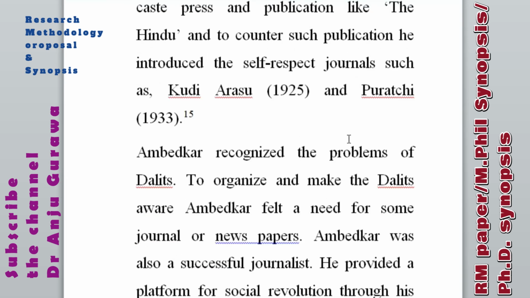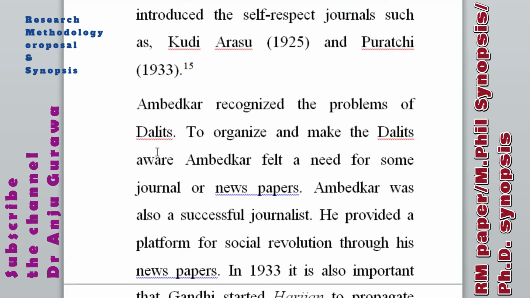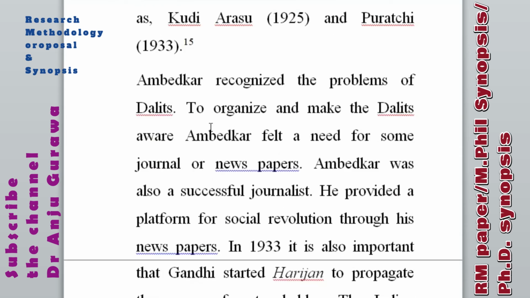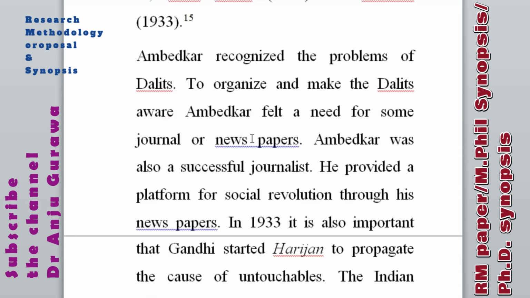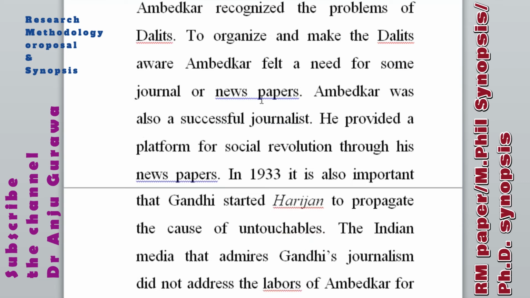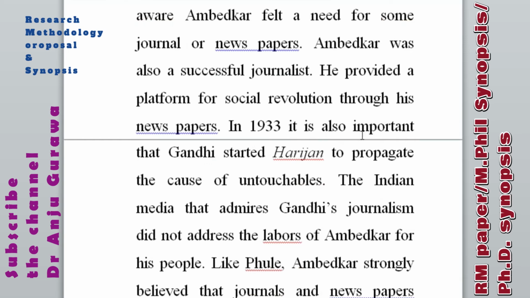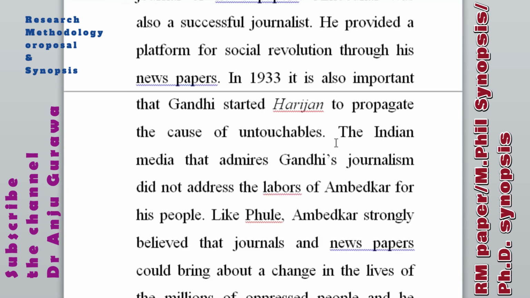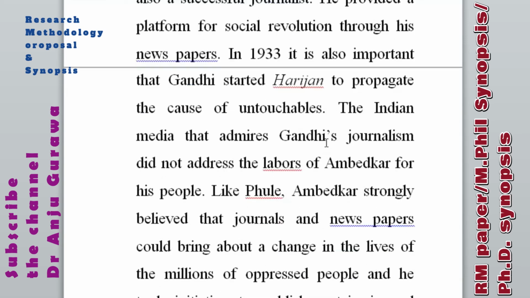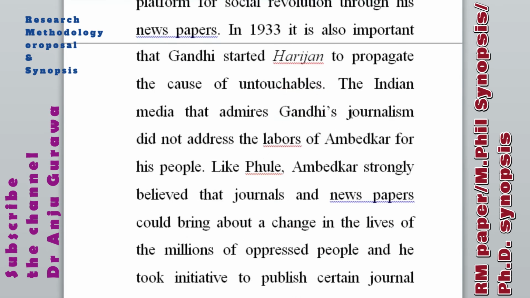He recognized the complexity of upper caste press publications like The Hindu and countered such publications by introducing the self-respect journals Kudi Arasu in 1925 and Puratchi in 1933. Ambedkar recognized the problems of Dalits and wanted to make Dalits aware. Ambedkar felt a need for some journal or newspapers.